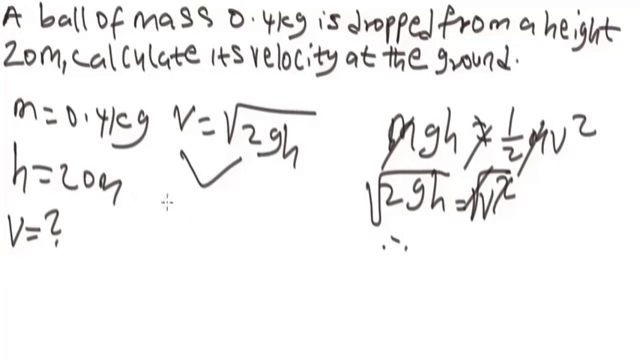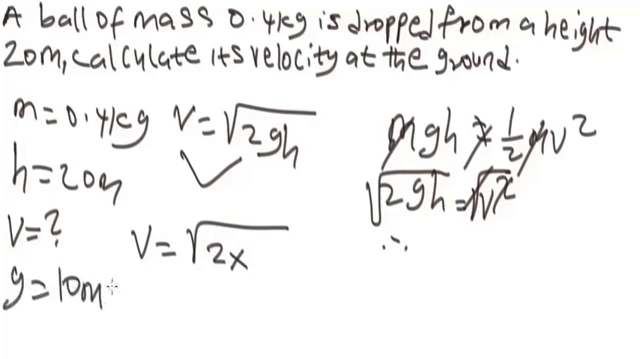Alright, so now let's input the values: v equals the square root of 2 times our acceleration due to gravity, which is 10 meters per second squared, times our height, which is 20. That means we're not going to make use of the mass. It's not relevant to this question since this is the formula we are working with.